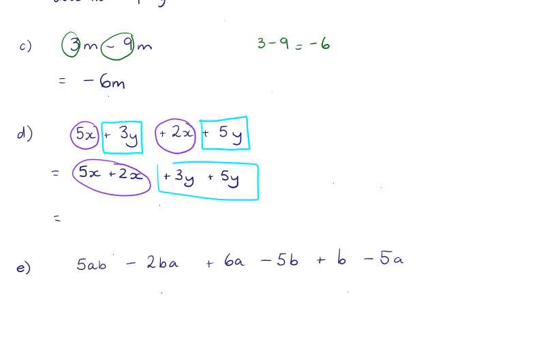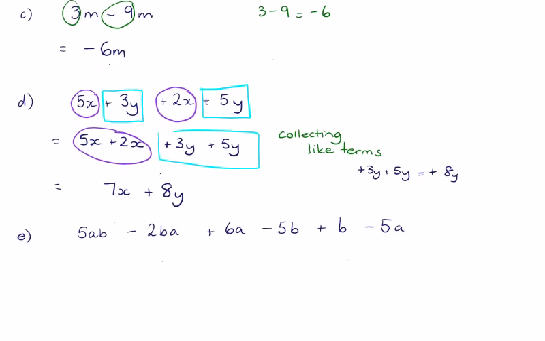Now this step here is called collecting like terms. So then I can go 5x plus 2x, easy, 7x. Now, a plus 3y plus a 5y, you tell me it's 8y. And just remember it's positive, so you've got to look at that sign. And we get plus 8y, and you leave your answer like that because we cannot simplify any further.